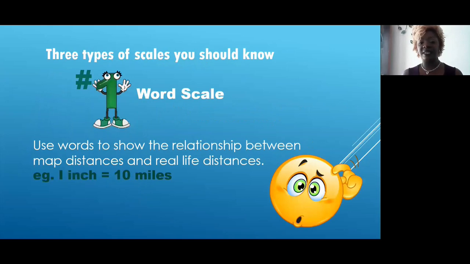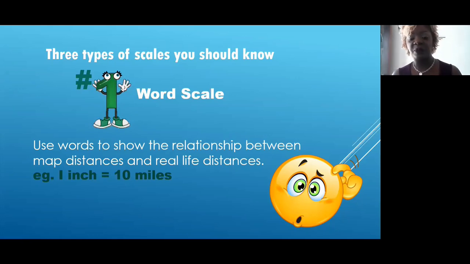3 types of scales you should know. So the first one we're going to look at is a word scale. Now, the word scale is a little bit easier. It's a lot different from the others. And it's not commonly used, but it is still a skill that you need. So word scales use words to show relationship between map distances and real life distances.